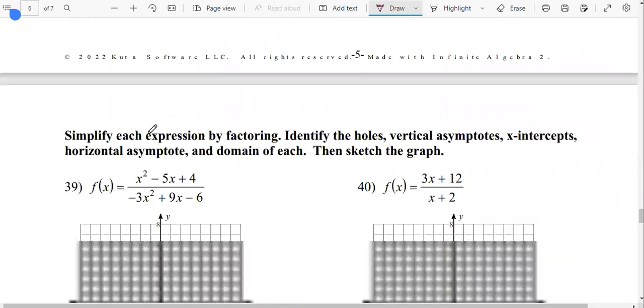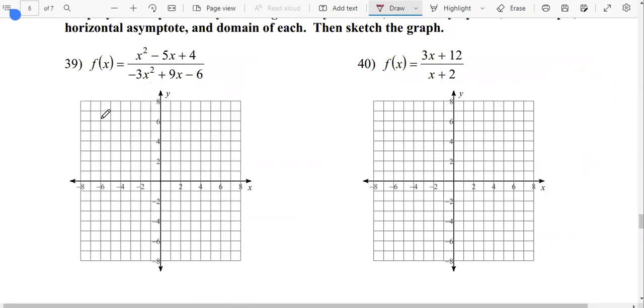All right, let's jump down to 39 and 40. 39 and 40 require a little work on our part to try to figure out what this may be, or what the function may look like. So we're going to factor both the numerator and the denominator. So I need factors of 4 that add up to -5. That would be -4 and -1.